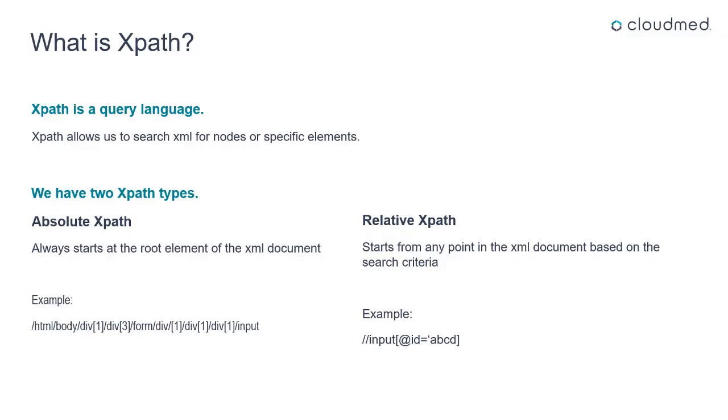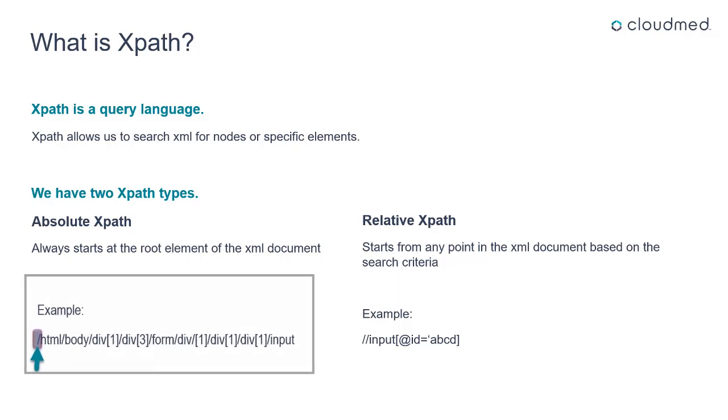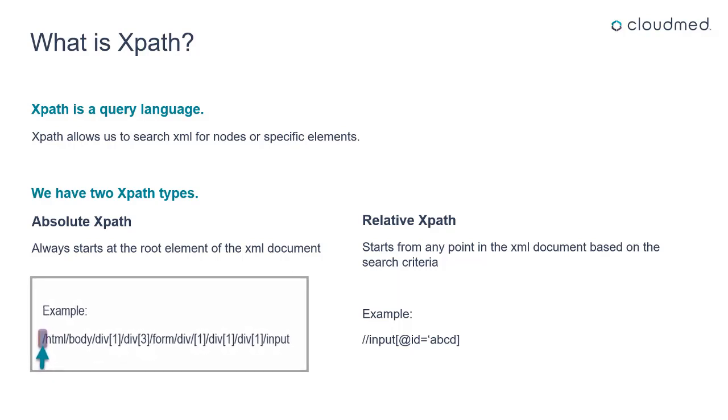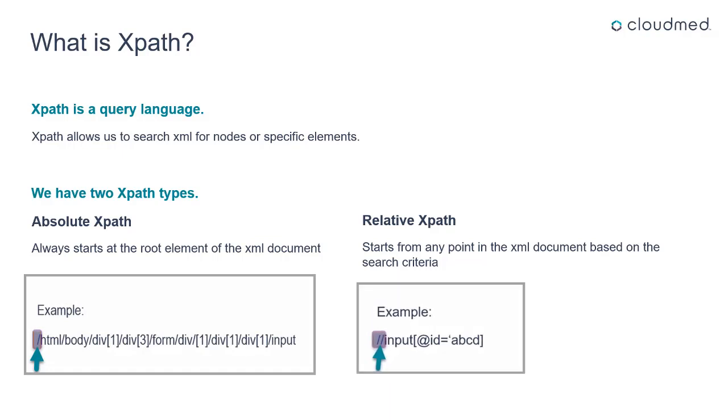Absolute XPath starts at the root element of the document and searches through step by step looking for what you've put into the XPath. You'll notice in the example, it starts with 1 slash. When we talk about relative XPath, we put 2 slashes, and it's going to start searching from any point in the XML document based on what we have put in the search criteria.